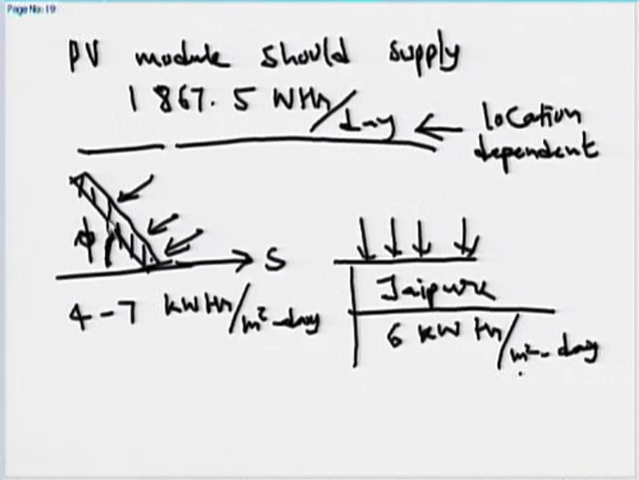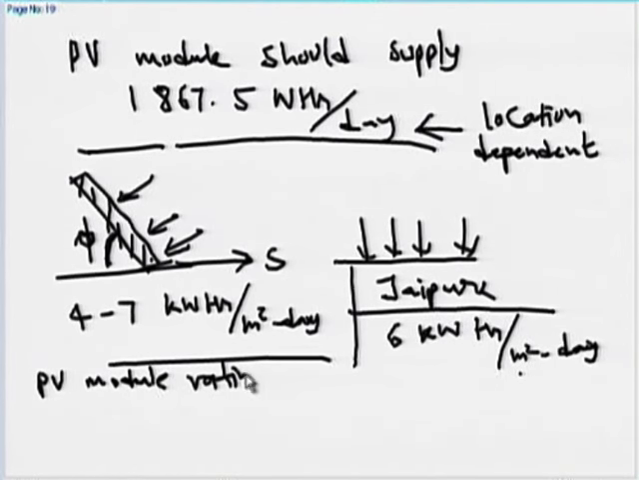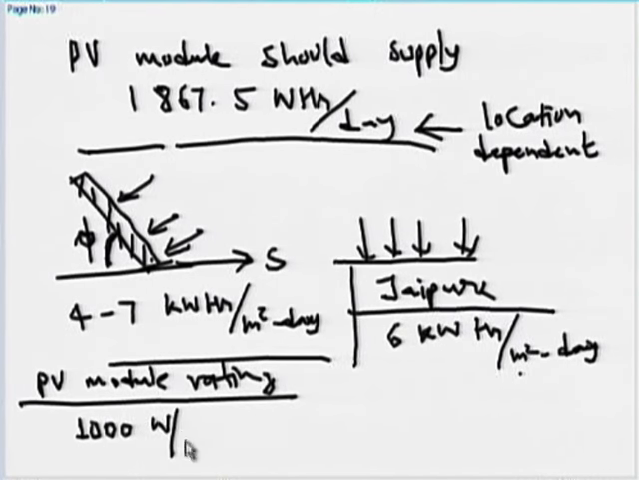On this tilted plane, it will be a little higher, you can do the approximation. Now, my PV module rating is given for what radiation condition? My PV module rating is given for the power input of 1000 watt per meter square, right? That is how we characterize my PV module.